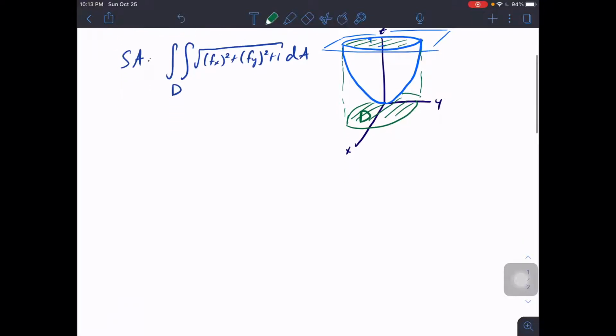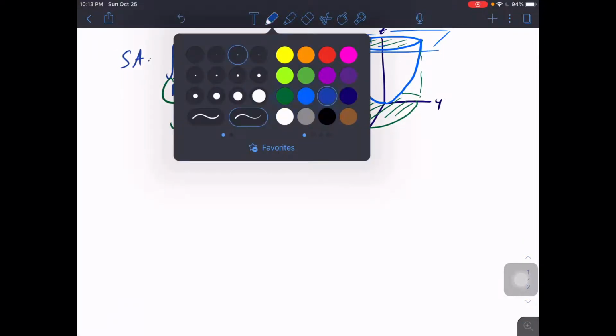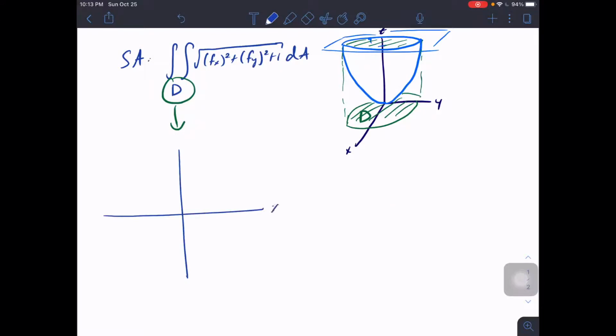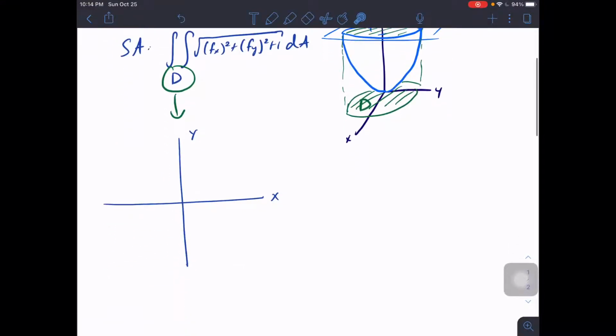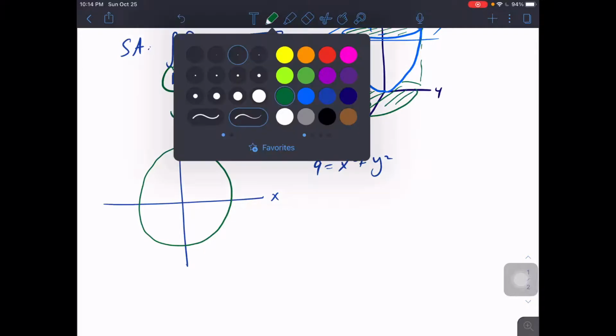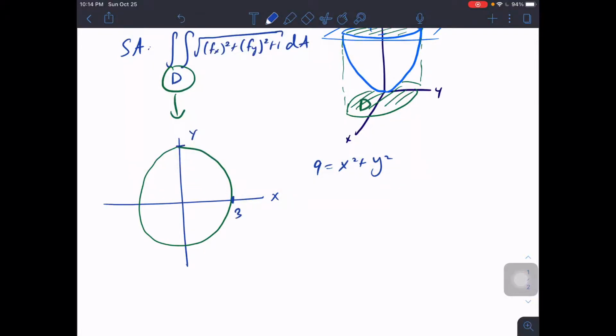Okay? So the region D that we need to take a look at here on the xy plane is where these two are intersecting, and so z just becomes equal to 9. And so since z is just equal to 9, you have, as we saw earlier, a nice little circle of radius 3. And so this little region D is just a nice little circle of radius 3. Let me make that a little better. Whatever, that's okay. So this is of radius 3 here, okay, of radius 3.